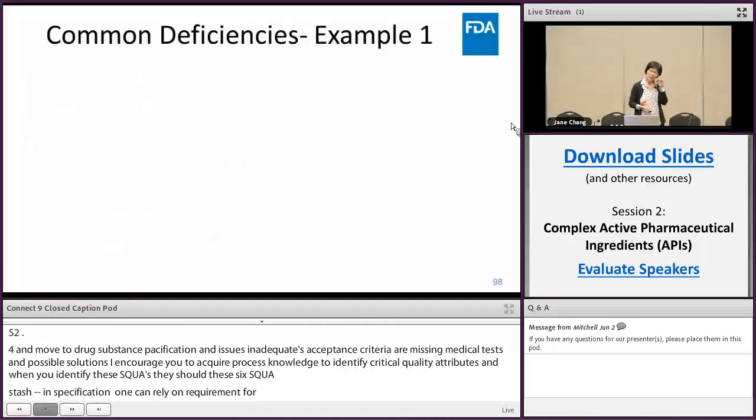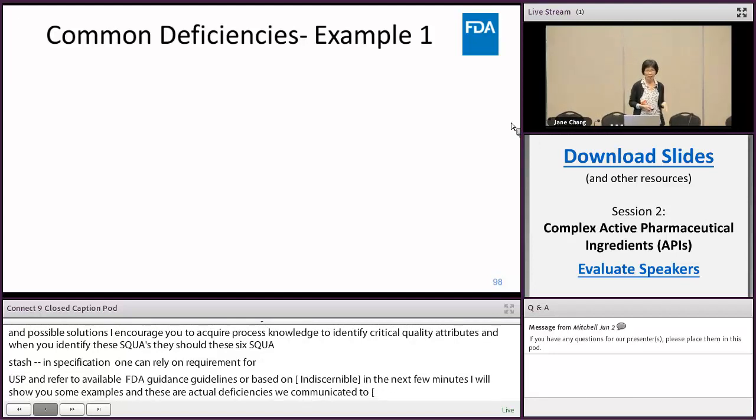In the next few minutes, I will show you some real examples. These are the actual deficiencies that we communicated to the applicant. I have provided quite a lot of examples in the slides, and I know I won't have enough time to go over all of them, but just see how many examples I can go through before my time runs out.